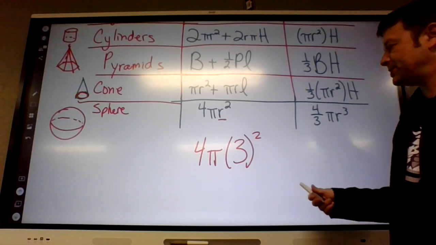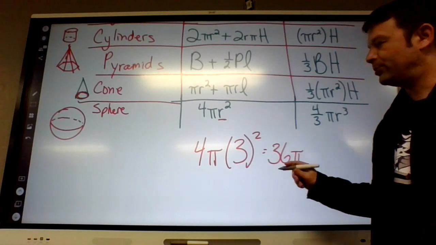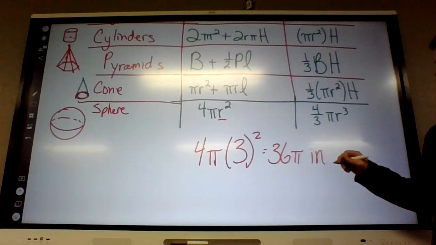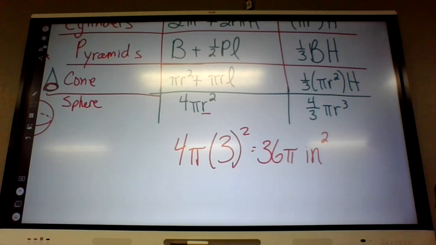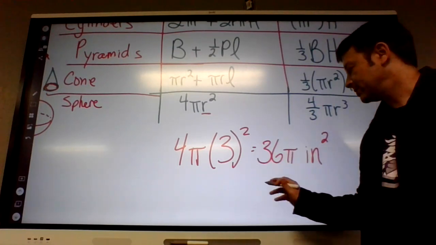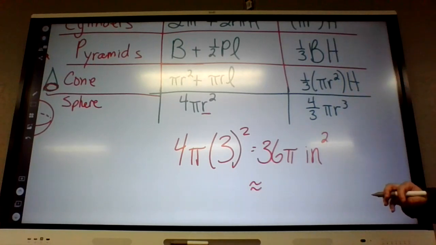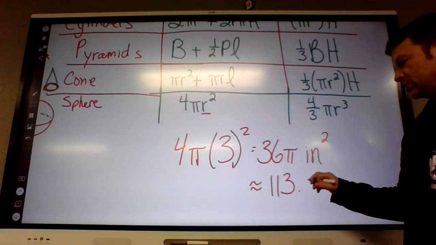Now, back when we did this chapter, 9 times 4 is 36. Most of the time, we left our answer as 36 pi. How should I label this, by the way? Inches squared. This worksheet does say round to the nearest tenth. So if it does say that, that means you should turn it into a decimal probably. So what's 36 times pi? Round it to the tenths place. 113.4.